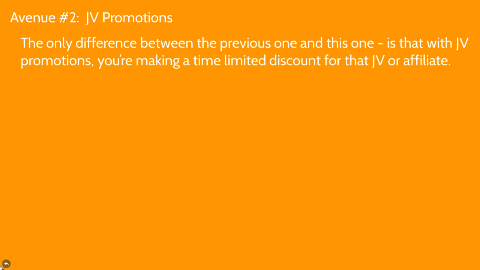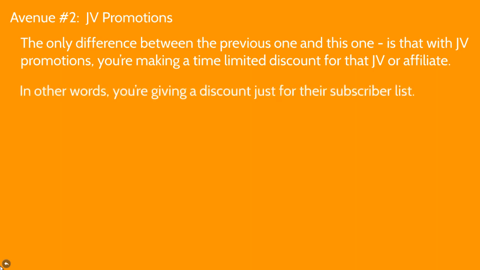So the only difference between the previous one and this one is that with the JV promotions, you're basically making a time limited discount for that particular JV or affiliate. So that means your front end offer is going to stay the same. Everybody else is going to see it. So behind the scenes, you're going to have a different page set up for that particular JV or affiliate, and you're going to do something like a 72-hour special. So in other words, you're giving a discount just for their subscriber list.